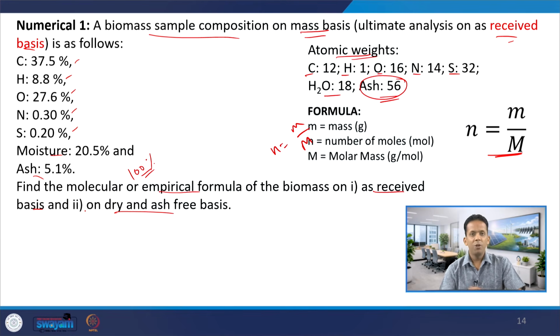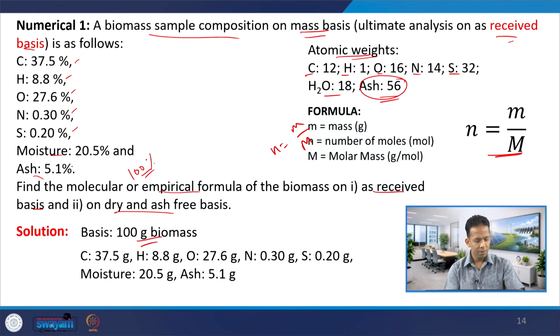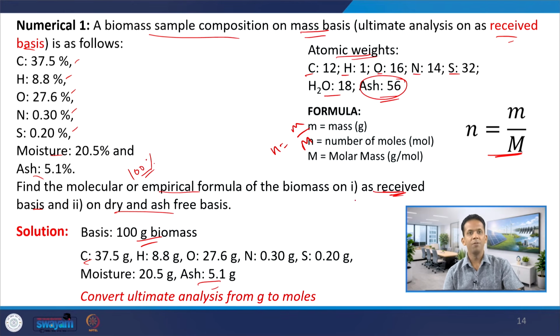So, for questions like this, we always start with the basis. First, let us take 100 gram biomass as the basis. So all these percentages would be converted into grams, from carbon to moisture. Now, the first part is we have to find it on the received basis.